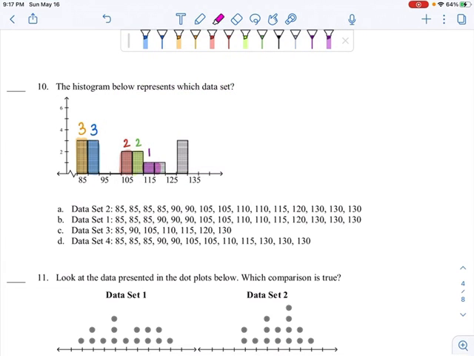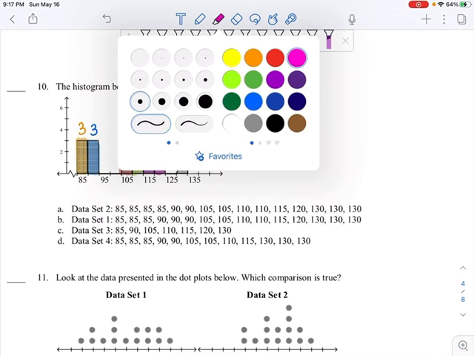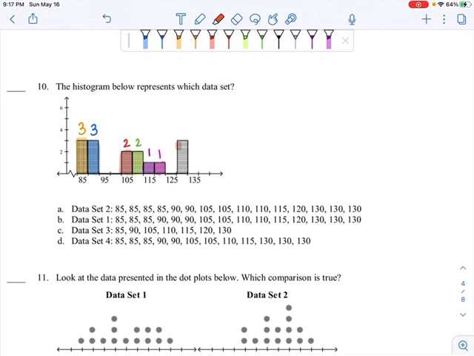And then lastly, let's see, what color should I use? We'll use this orange, I guess. And then what is that? 3 130s. Okay, so we can just glance at this. Right off the bat, I can tell it's not going to be C because that's not enough data points. Then we go through each.